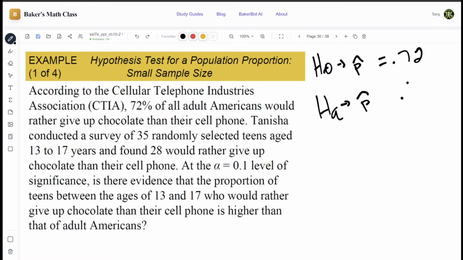The null hypothesis has got to be the same. The alternate's got to be the same as the null hypothesis, it's just got to be a different symbol. So are we talking less than, greater than, or not equal to? Because they're talking about higher than, so it's greater.